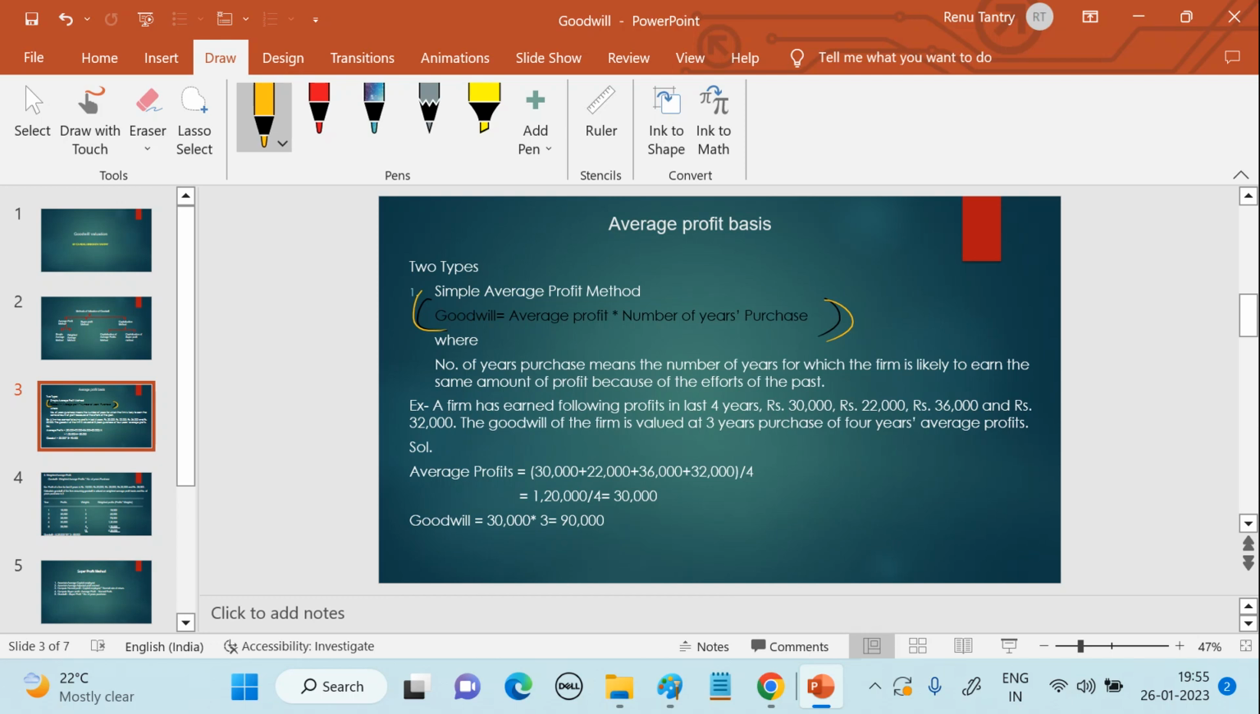So what is average profit? We just take the total of the profits of those different years and divide it by the number of years to get the average. Like we find the average of 4 numbers by totaling up the 4 numbers and dividing it by 4. Same way we find the average profit. And then we multiply it by the number of years purchase.